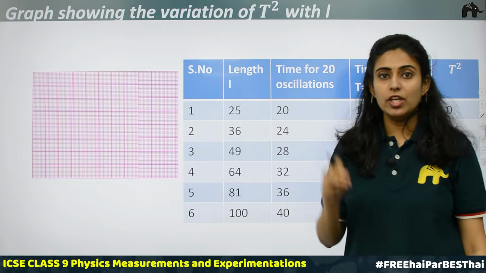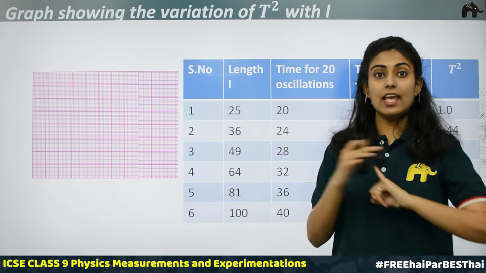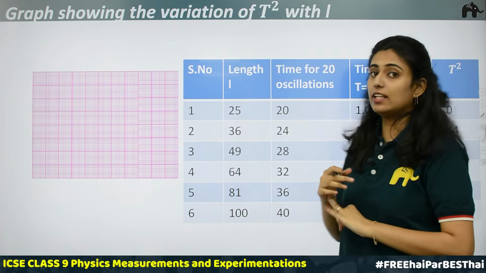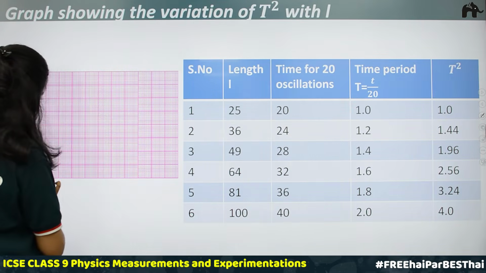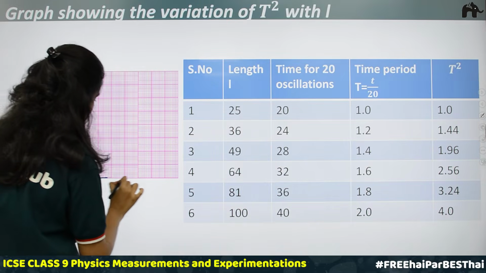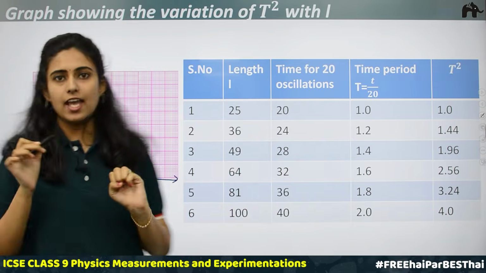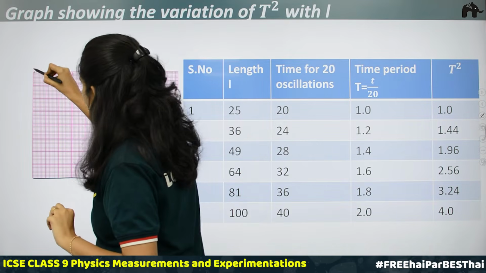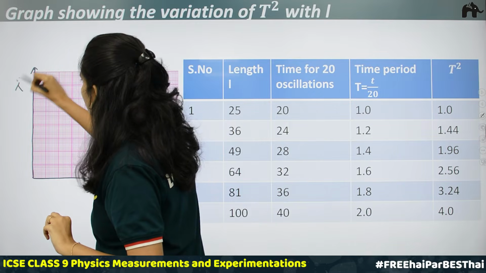Clear? Now we are going to plot a graph of T square versus L, where L is the effective length and T square is the time period square. Along the x-axis we will be taking the length, and along the y-axis we will be taking the square of the time period, T square.